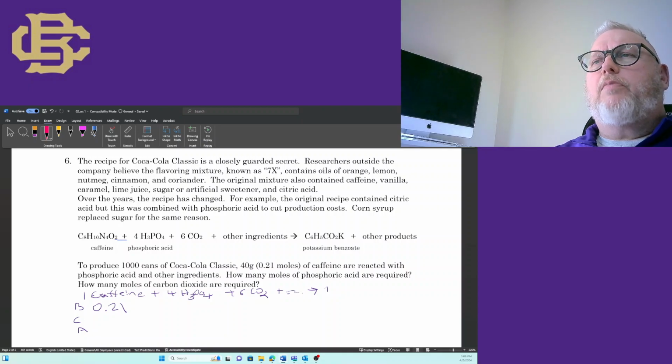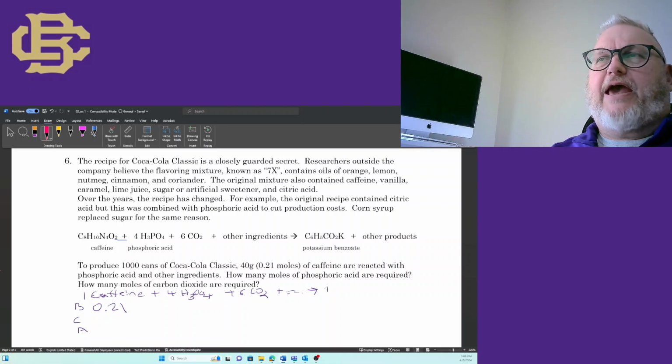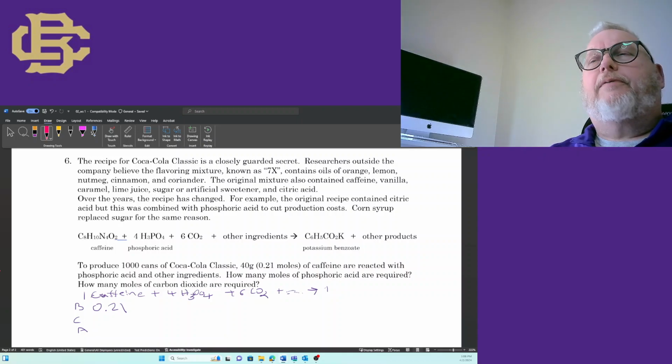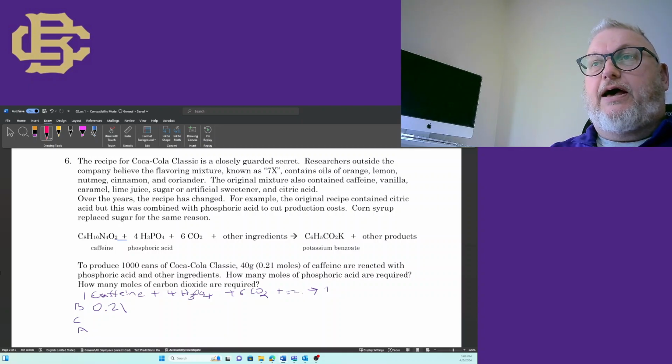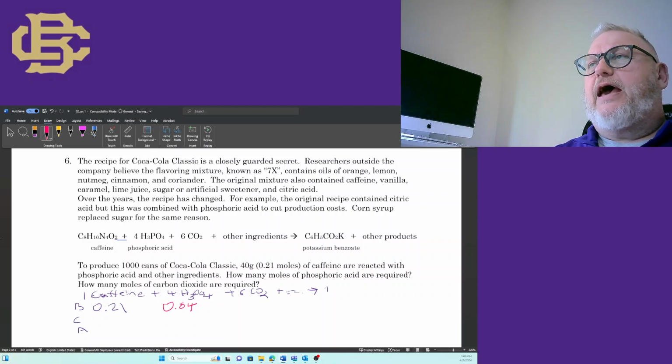So for every 1 mole of caffeine, I need 4 moles of phosphoric acid. So for 0.21, that means I'm going to have more phosphoric acid than caffeine. When I multiply the 0.21 of caffeine by 1 over 4 or 4 over 1, I need it to be bigger, so of course I'm going to multiply it by 4 over 1. So 4 times 0.21, I got 0.84. That means I need 0.84 moles of phosphoric acid.